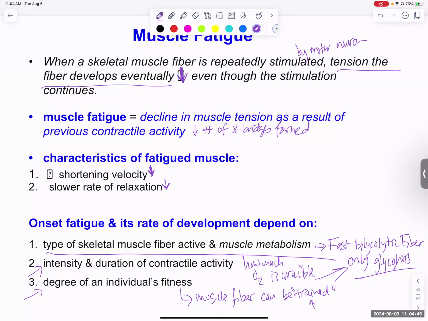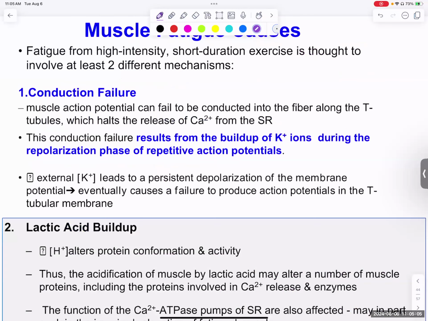Meaning you can increase glycolytic enzymes, so you can do glycolysis longer. You can increase the ability to tolerate lactic acid. So there are training adaptations.